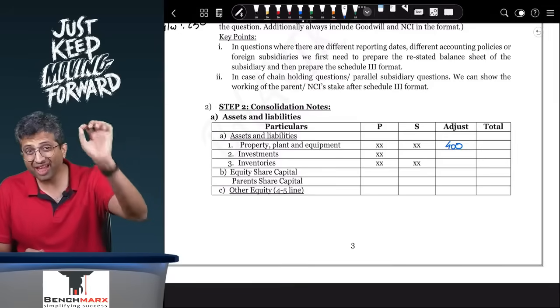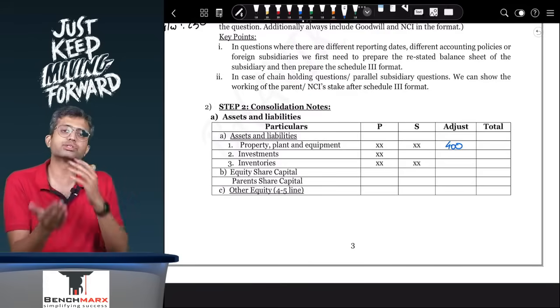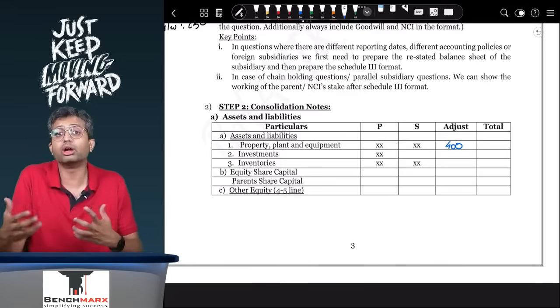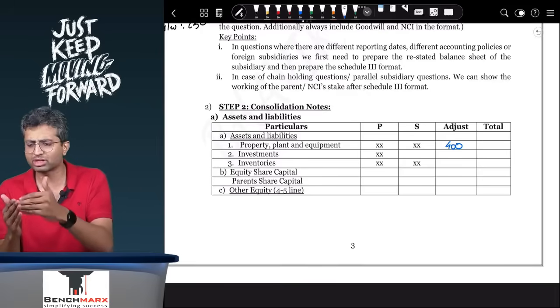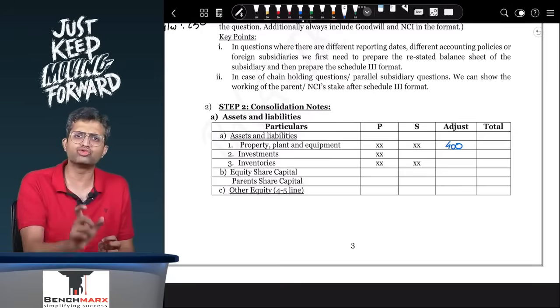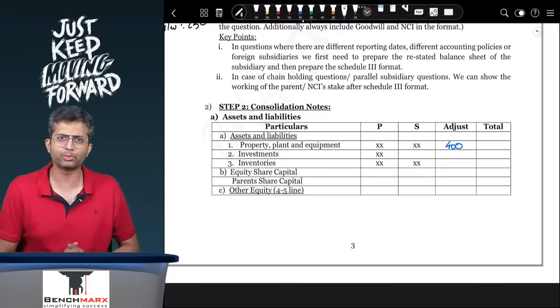Whenever you are making an entry in the reserve, you have to ask yourself: are these reserves pre-acquisition or post-acquisition? If these reserves are earned in the pre-acquisition period, meaning they are earned at or prior to the date of acquisition, then you will do the adjustment in the pre-column. If the reserves are earned post-acquisition, then you do it in the post-column.